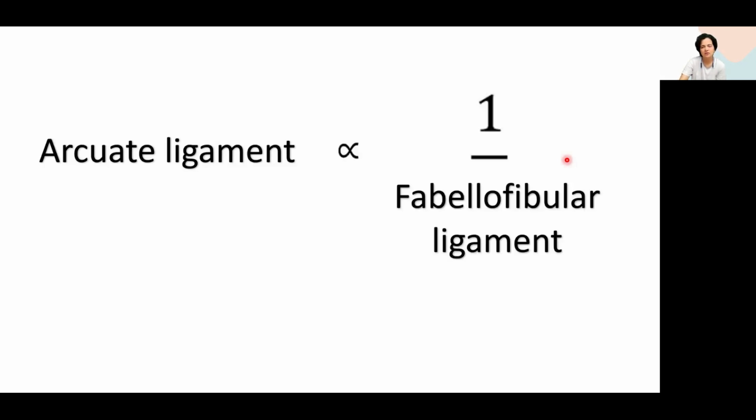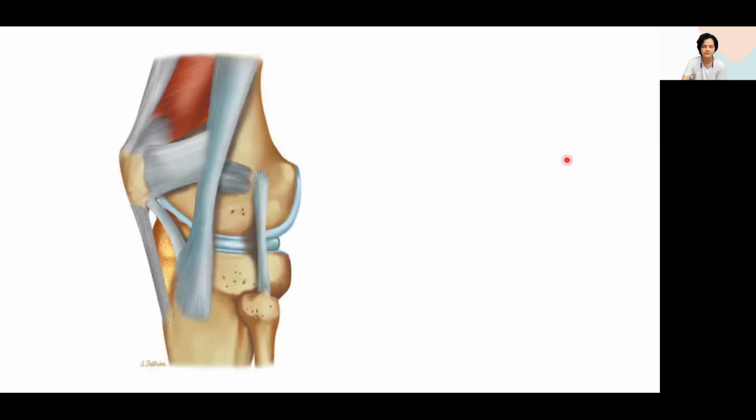So there is an inverse relationship between the arcuate ligament and the fabellofibular ligament. If the fabella is present, the sesamoid bone is present, so the fabellofibular ligament will be prominent and the arcuate ligament will be rudimentary.